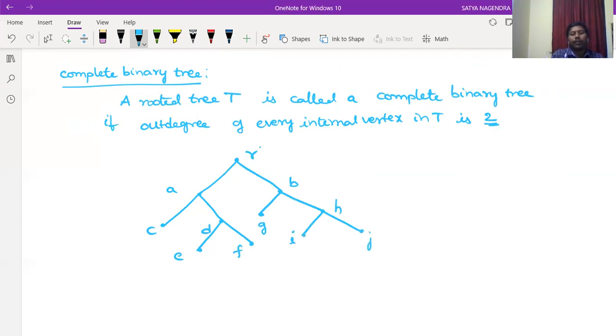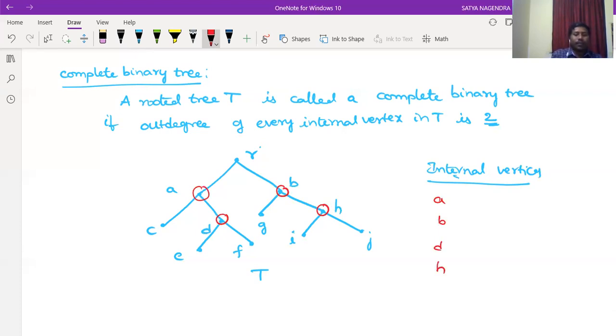So what are internal vertices in this tree? It is a rooted tree, no doubt in that. Okay, what are the internal vertices here? Observe here, A is the internal vertex because it is having the children. Okay, D is also an internal vertex. Next, B is also an internal vertex. H. So A, B, D, H are internal vertices.